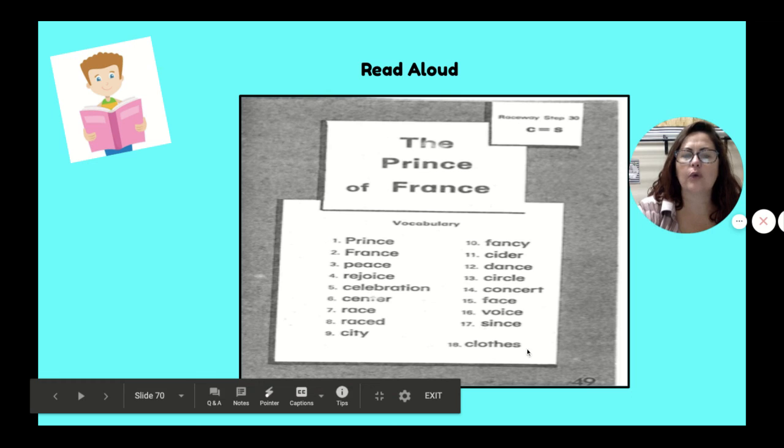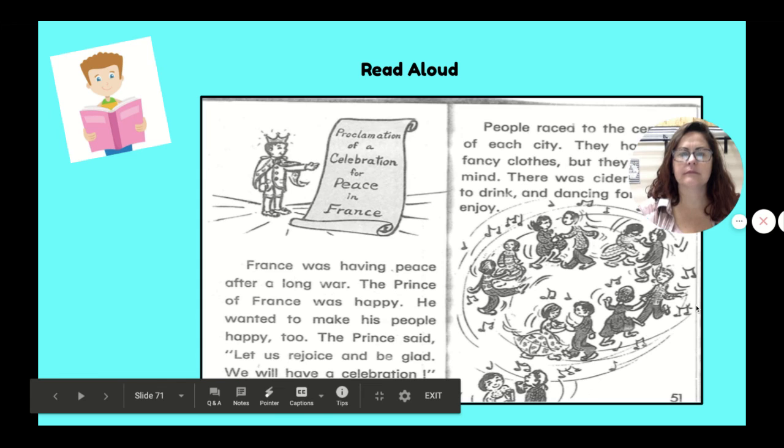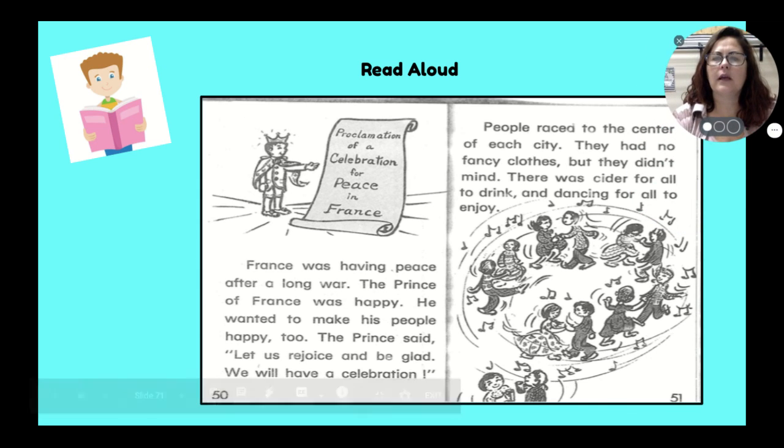clothes, clothes. Okay, pause the video and read all of these vocabulary words out loud. No silent reading. Okay, now pause the video to read these 2 pages. Don't forget to read the words in the illustrations.